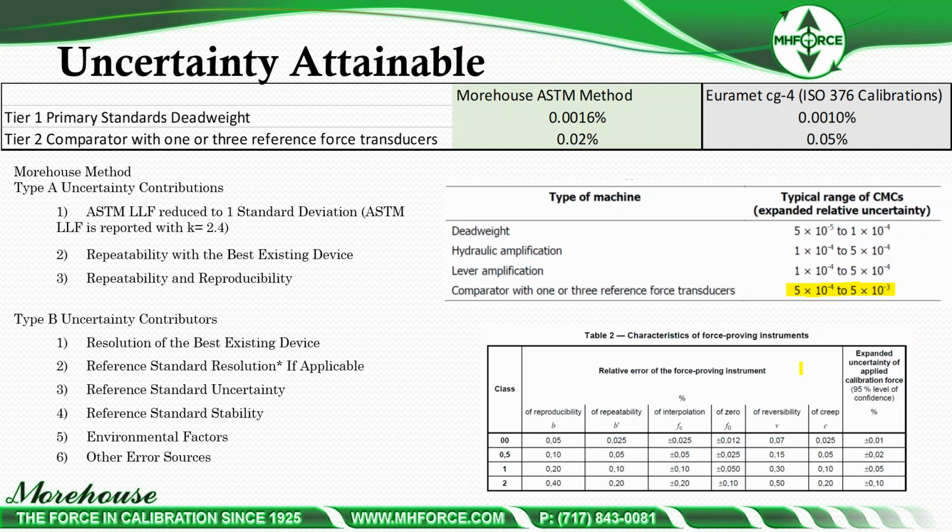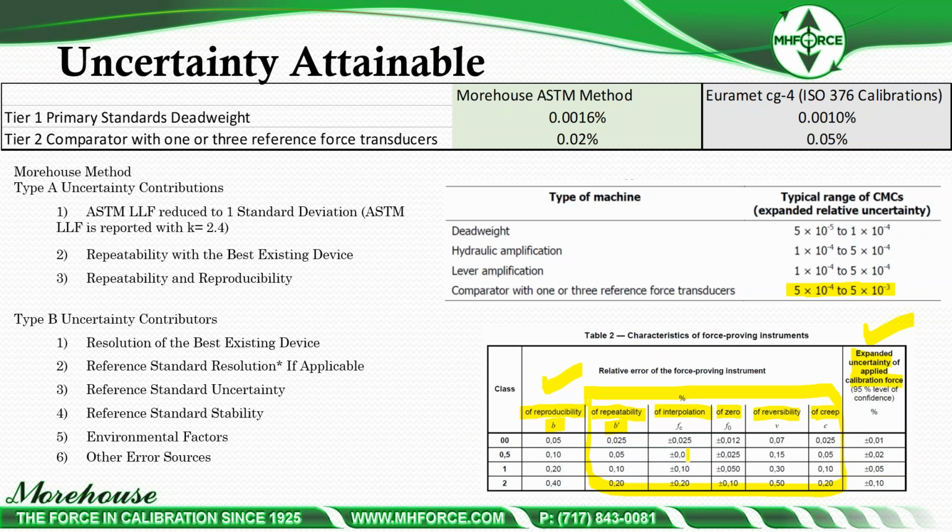Well, when you're working with ISO 376, ISO 376 is taking more than the ASTM lower limit factor. It's classifying instruments based on reproducibility, repeatability, interpolation, zero, and then reversibility or creep, as well as the expanded uncertainty of the applied force. So we have this, and we really have this, where ASTM is not accounting for all of this. So by not accounting for all of that, yeah, I can believe this.